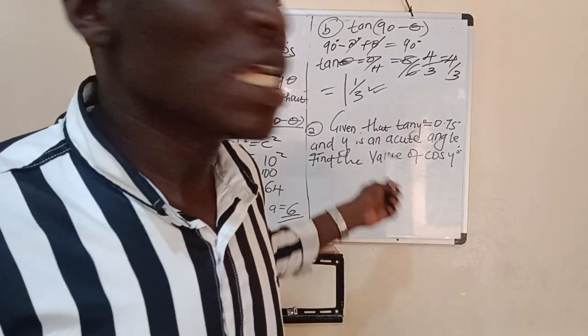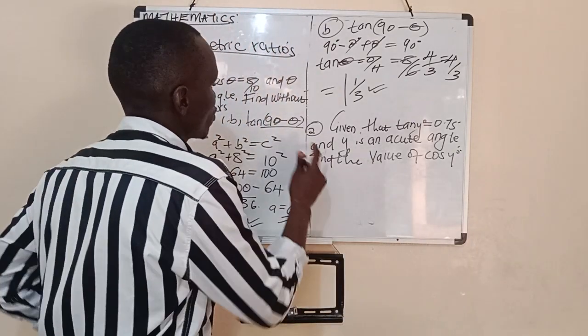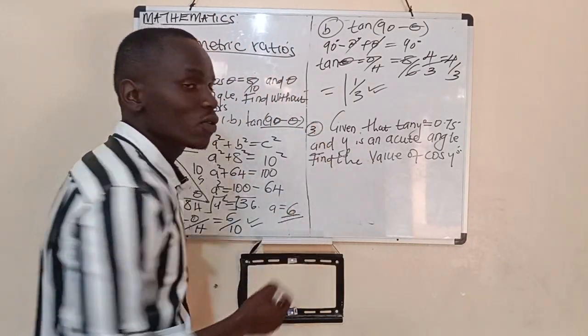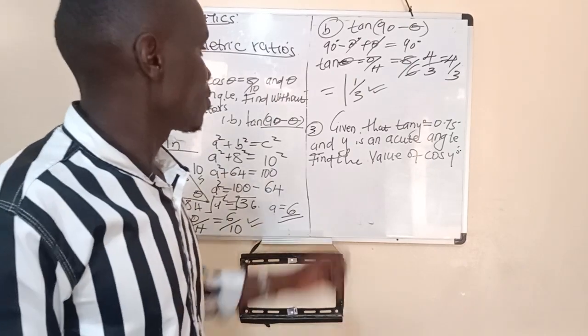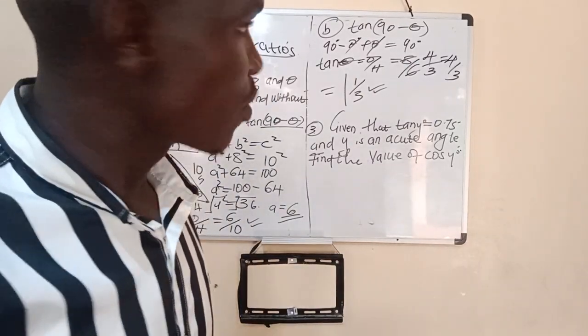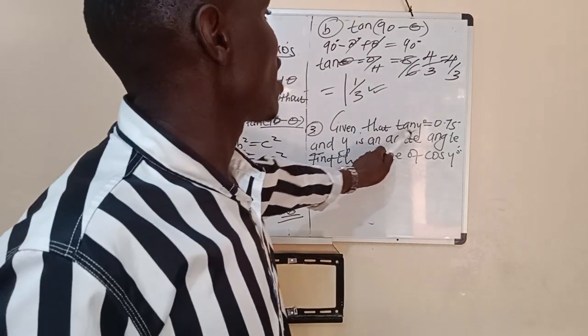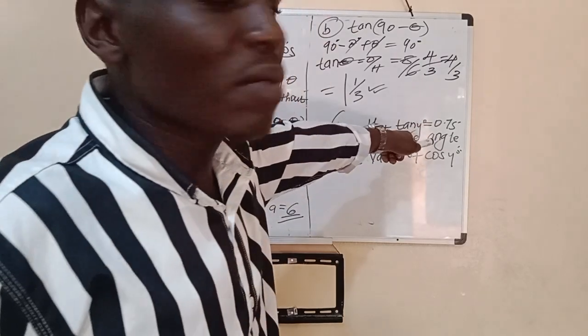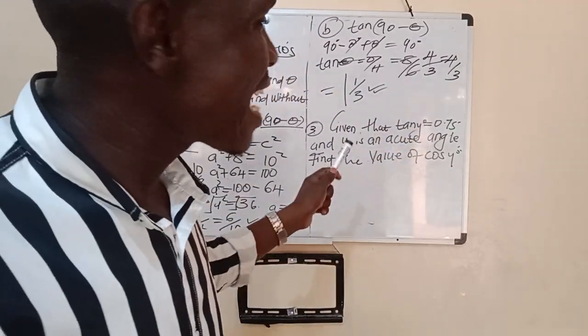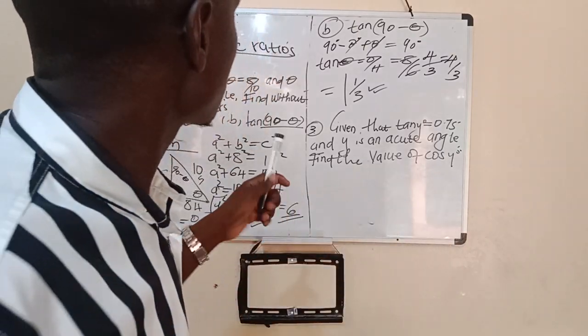Let us talk about this example. Sorry, this one is supposed to be example 3. So in example 3, we are given that tan y degrees is given by 0.75, and y is an acute angle again.